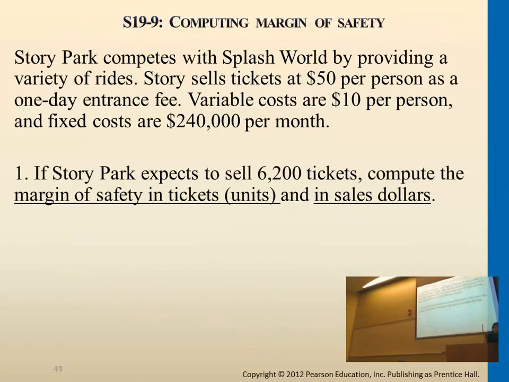Okay, very last question here. Margin of safety. If Story Parks expects to sell 6,200 tickets, calculate the margin of safety in tickets and in sales dollars. Remember, margin of safety is the expected sales minus break-even sales. So the first thing you want to calculate is the break-even sales, to compare against the expected sales. Get the break-even sales first and then subtract it from the expected sales, and see if there are any differences.